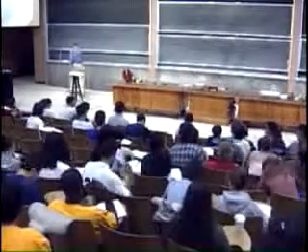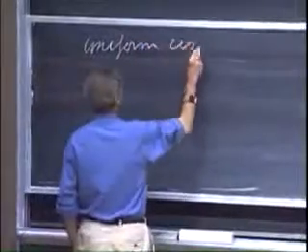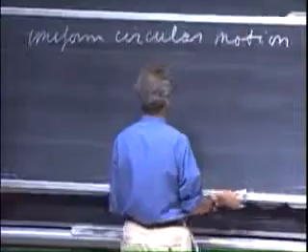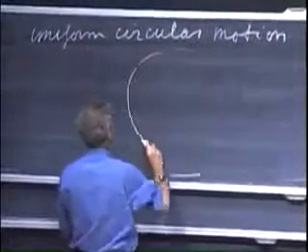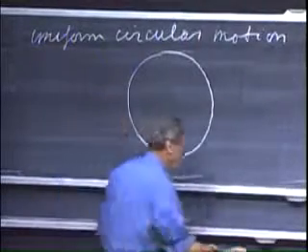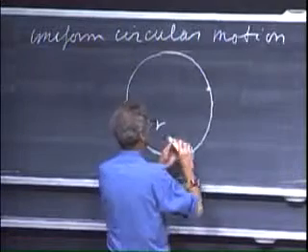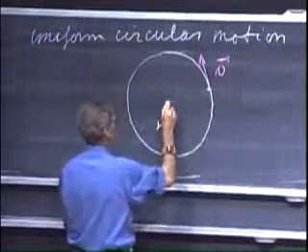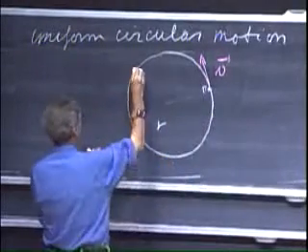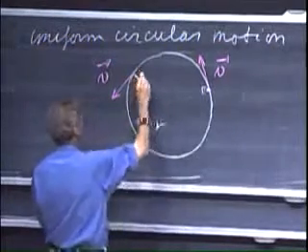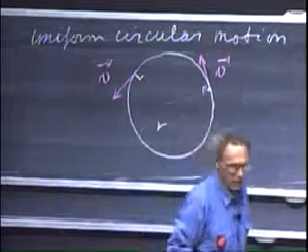Today we will discuss what we call uniform circular motion. What is uniform circular motion? An object goes around in a circle of radius r. When the object is here, this is the velocity. It's a vector, perpendicular. Later in time, when the object is here, the velocity has changed, but the speed has not changed.